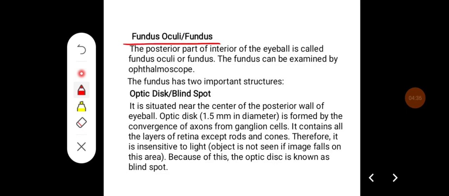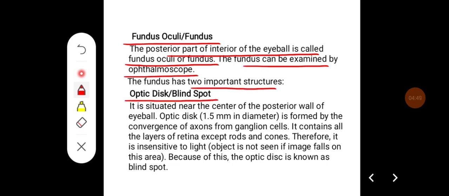Fundus oculi or fundus. The posterior part of the interior of the eyeball is called fundus oculi or fundus. The fundus can be examined by ophthalmoscope. The fundus has two important structures, that is optic disc or blind spot. It is situated near the center of the posterior wall of the eyeball.